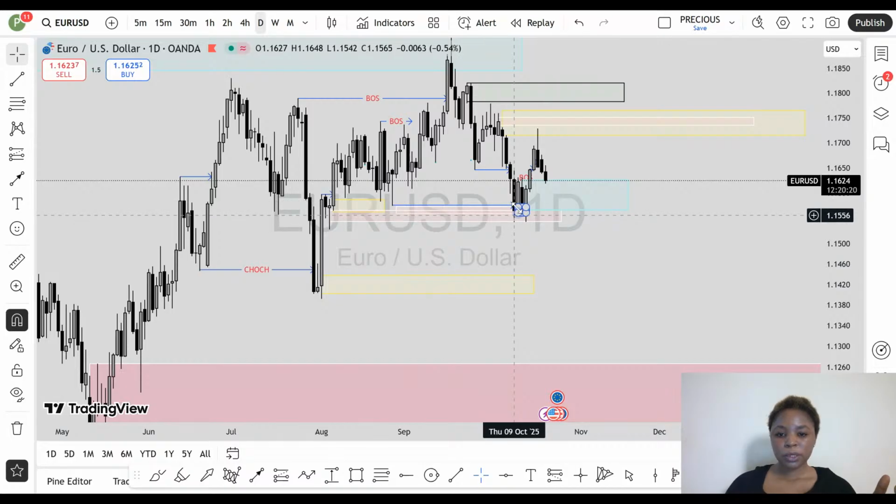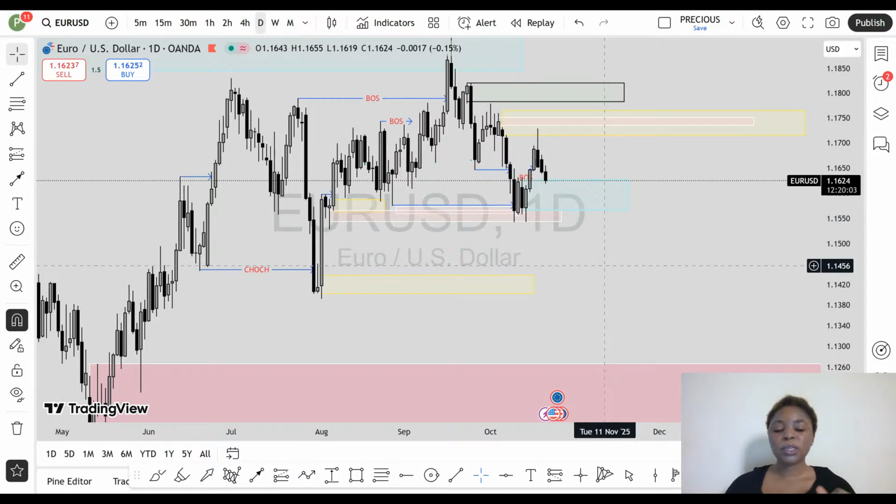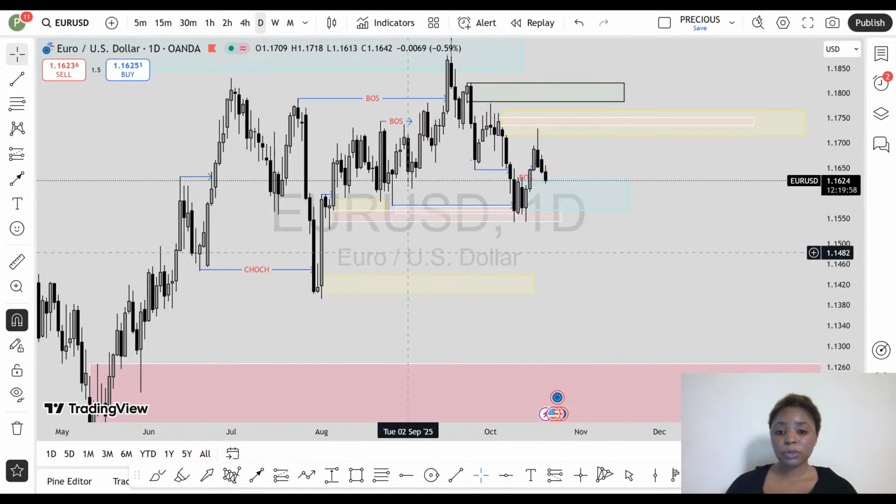Price came to this level. We have a demand level here that price mitigated and moved upward. So now price is coming downward to mitigate this demand level. We'll move upward again to mitigate this bearish order block. So when price does that, we are expecting price to move downward and give us a break of structure to the downside again, because we are still in a bearish market on the monthly.